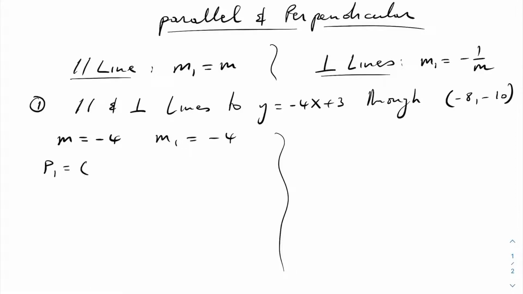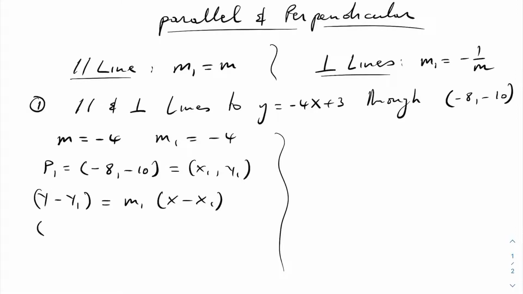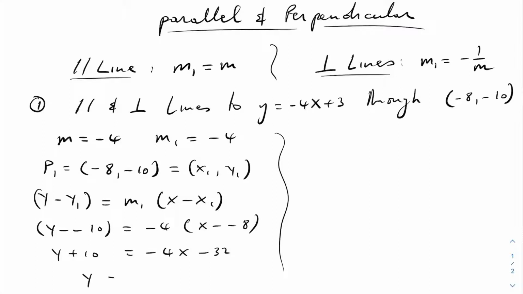And so with that and the point P1 with coordinate (-8, -10), which can be seen here as x1 and y1, you can use the point-slope form y minus y1 equals m1 times (x minus x1) to figure out the equation of this line. And so you're going to have y plus 10 equals 4 times (x plus 8). And so that would give you y plus 10 equals 4x plus 32. And so to write this in slope-intercept form, I'm going to go ahead and subtract 10 on both sides and get my final answer as y equals 4x plus 22, and you'll be done.